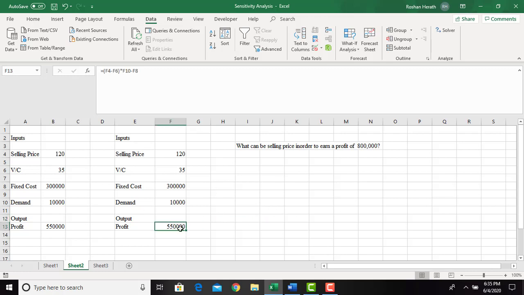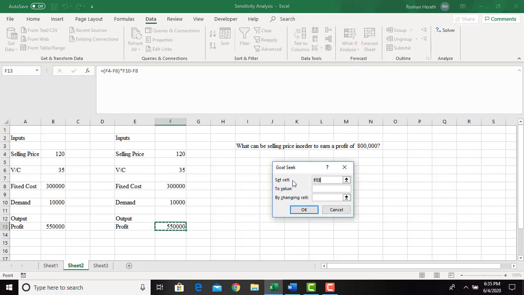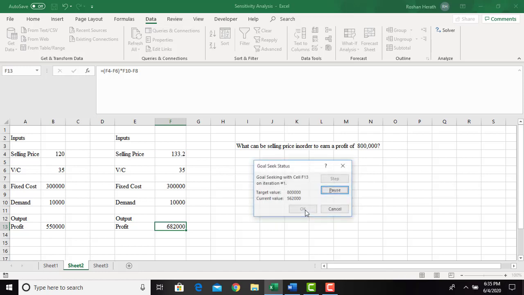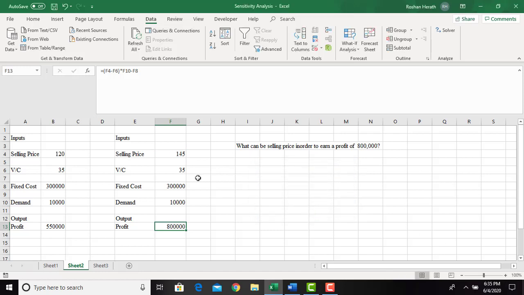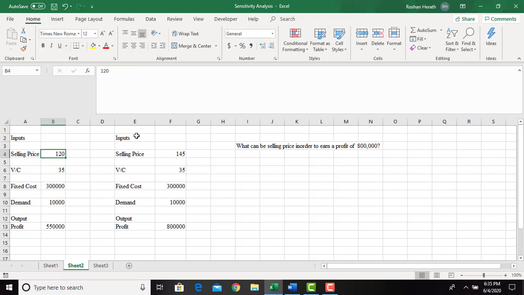Now let's go to the output. What-if analysis, goal seek. You want to set this value, the profit, to 800,000 by changing what? By changing the selling price. Then you can say okay. See, in no time they have managed to do that. See, earlier the selling price was 120, but now the selling price is 145. All the other information remains the same, while the profit figure has been taken to 800,000. So this is how it generates.